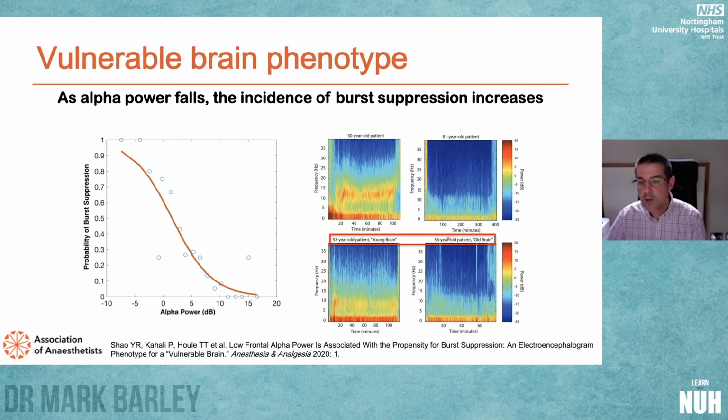These are two patients, very similar age, but quite different looking density spectral arrays. We can see bands of alpha oscillations here in orange and red, and then on this side, same age patient, same sort of surgery, with absolutely absent alpha oscillations on this particular calibration of the density spectral array. But is it just down to age?